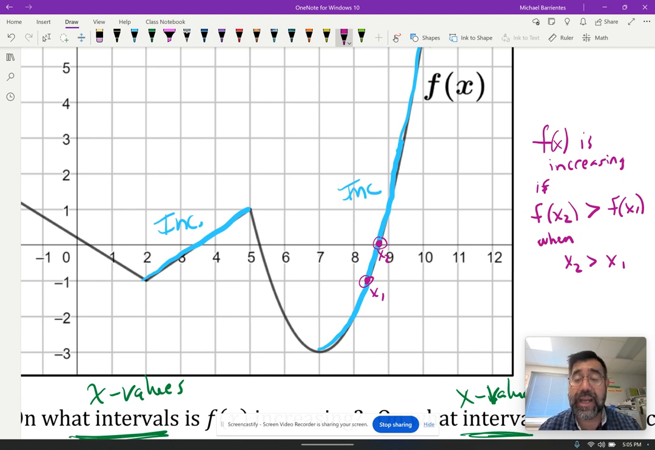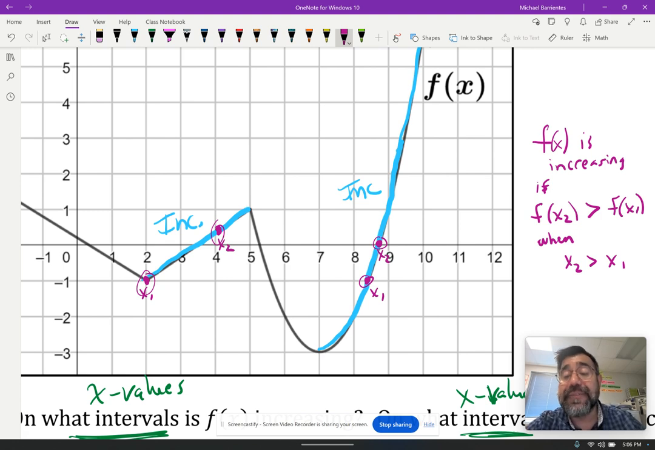Now, I said x1 and x2. I just chose those two random points, but it can work for any 2 points on this blue section, right? I can choose a point down here, and I can choose a point up here. This would be x1, and this would be x2. I know that because x2 has to be greater than x1. So x2, which is a little bit more than 4, is definitely bigger than x1, which I'm claiming is 2. And the y value, or f of x2, is higher than this y value, which is f of x1.